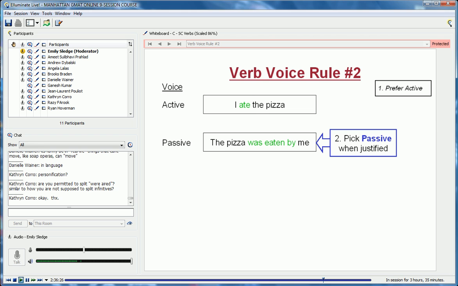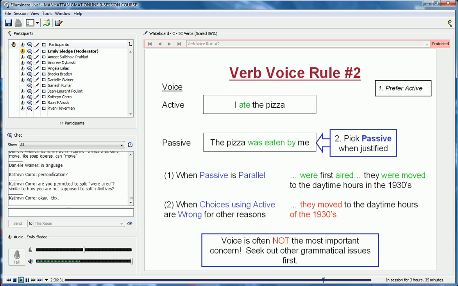And so that's our verb rule number 2. Pick passive when you have to, when active just doesn't make sense. One way you'll see that is when you have to maintain parallelism. We saw that in this question, were aired and were moved. And when the choices themselves make using active wrong, either because soap operas can't do something themselves, or if they tell you that someone else did the action. In that case, stick with passive voice. It's not the most common thing to crop up, but look for it in the absence of other issues.